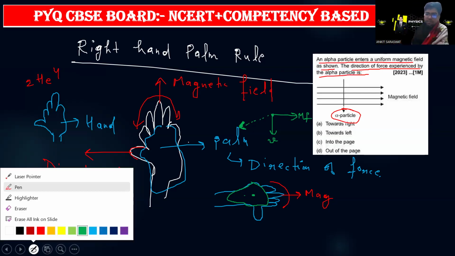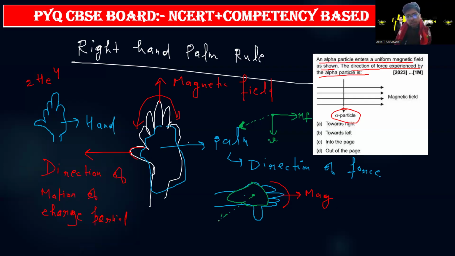If you do like this, then the palm is telling the direction of magnetic force. Clear? This is the direction of magnetic force. So the right option is D, out of the page. Is it clear?